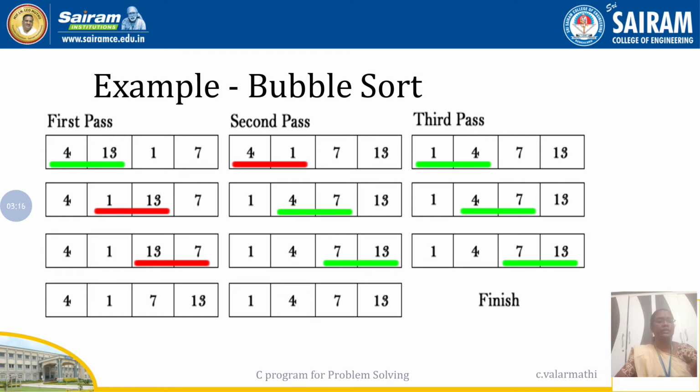So in the third pass, it will start by comparing the first element with the second element. 1 and 4 are compared, so no swapping is required. Then it will compare the second and third, no swapping, and third and fourth also no swapping, because these are already sorted in the second pass itself. As visible we can see that, but it should be carried out in a systematic way. So we need to execute 3 passes. At the end of the third pass you will get all the elements sorted. So this is the logic we are following in bubble sort.